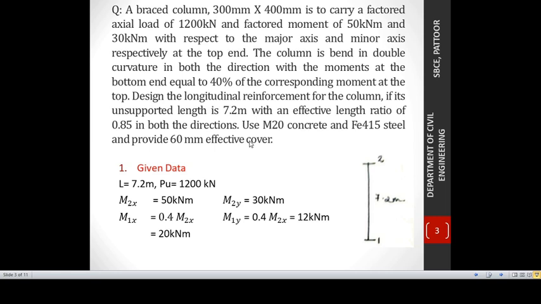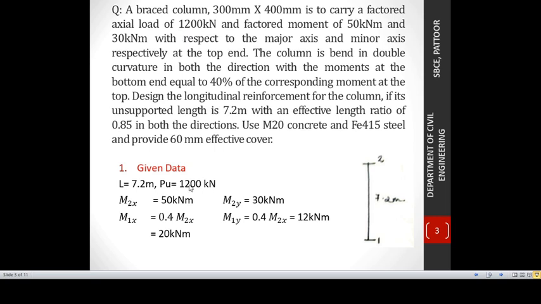So in this question it is mentioned that the column we need to design is a braced column. The first two questions were dealing with the design of an unbraced column, and this particular one shows how to design a braced column. Its dimension is given as 300 mm by 400 mm, so it is a rectangular section with B equal to 300 mm and D equal to 400 mm. This column is carrying a factored axial load of 1200 kilonewton.